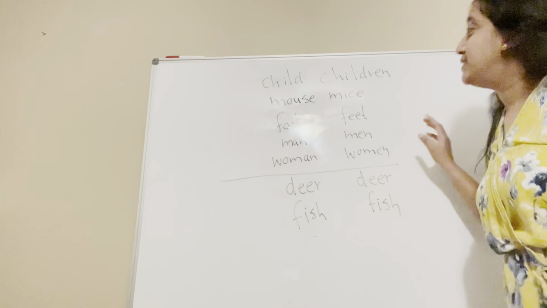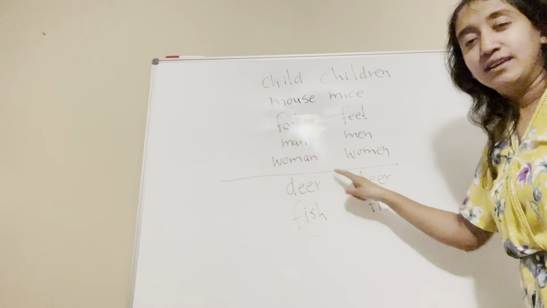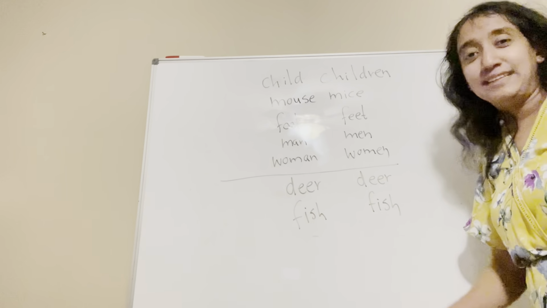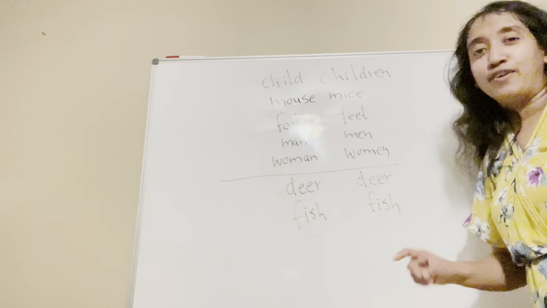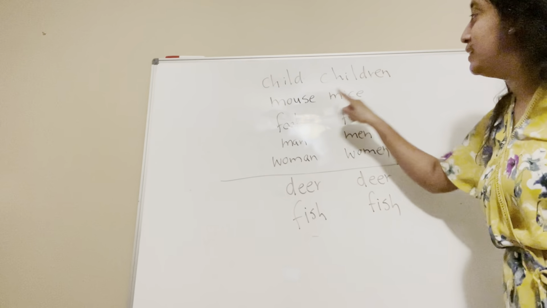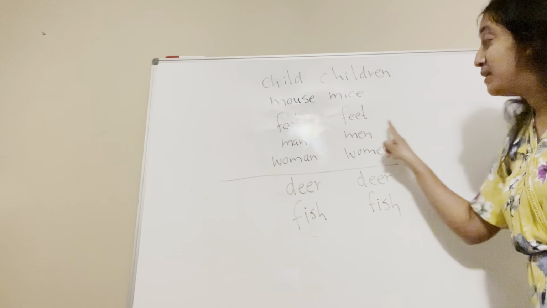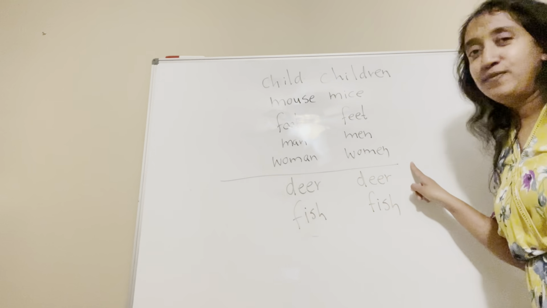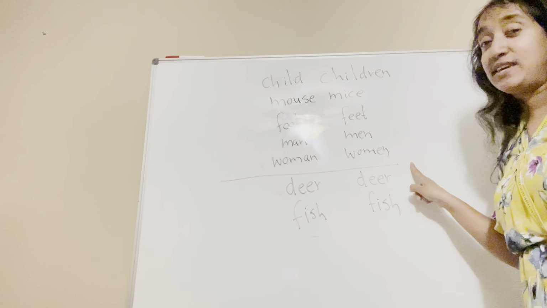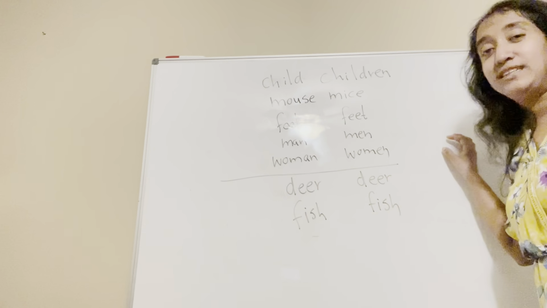Let's look at these words again. Child, mouse, foot, man, woman. How can we make them plural? We have to use a completely different word for the plural form. Child, children. Mouse, mice. Foot, feet. Man, men. Woman, women. We didn't add s, ies, or ves or anything. We changed the whole word into a completely different one.